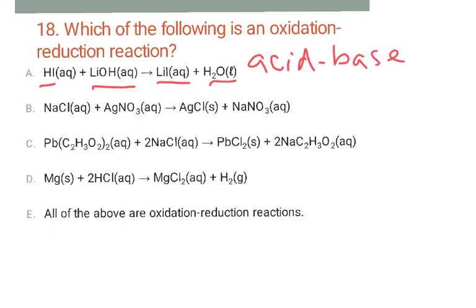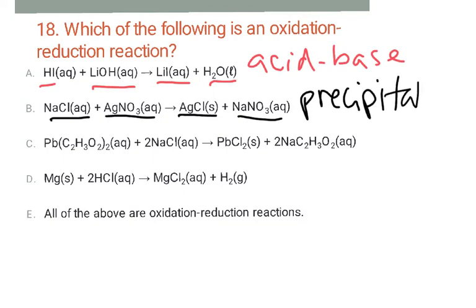In the next one, you have sodium chloride dissolved, right? It's dissociated. It's in a solution. And you have silver nitrate also in a solution. When you mix these two, you get silver chloride and sodium nitrate. The silver chloride is a solid, so a solid forms when these two liquids mix. So this is a precipitation reaction. So something precipitated out of solution, the silver chloride. Let's look at the next one.